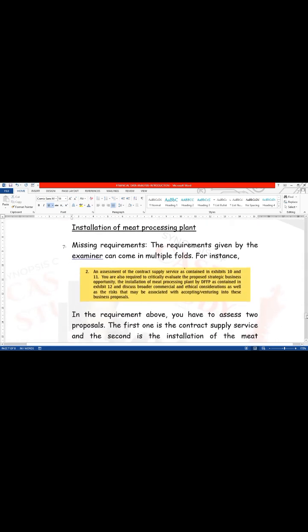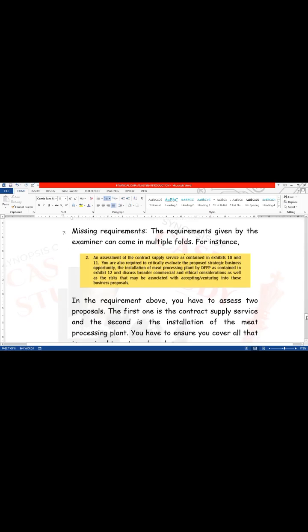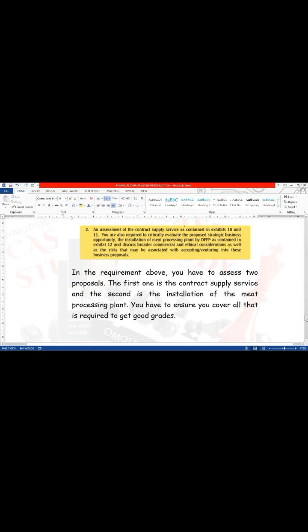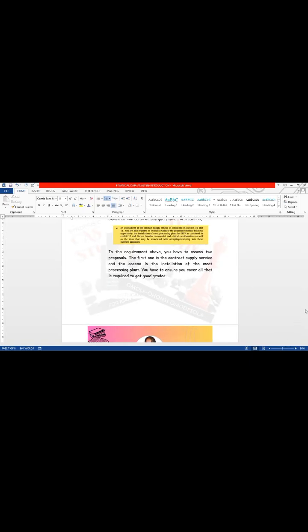And finally, missing requirements. So it's very, very important. Now, the requirements given by the examiner can come in multiple folds. Like now, for instance, we are looking at contract supply service, we're looking at installation of meat processing plants, and we're also discussing the ethical and commercial considerations as well as the risk. Do you understand? So all these things, we have to assess two projects. The first one is the contract supply service. The second one is installation of the meat processing plant. You have to ensure you cover all that is required to get good grades. So don't miss out on any requirements.